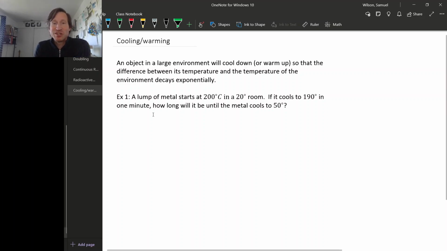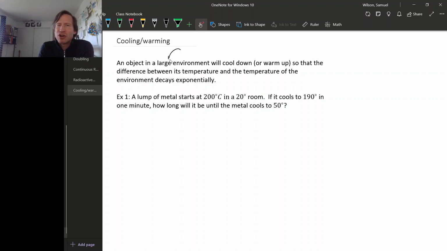The last situation I want to look at that involves exponential functions is cooling and warming. It turns out if you put an object in a large environment, then it will cool down or warm up, depending on whether it's warmer or cooler than its environment, so that the difference between its temperature and the temperature of the environment decays exponentially.